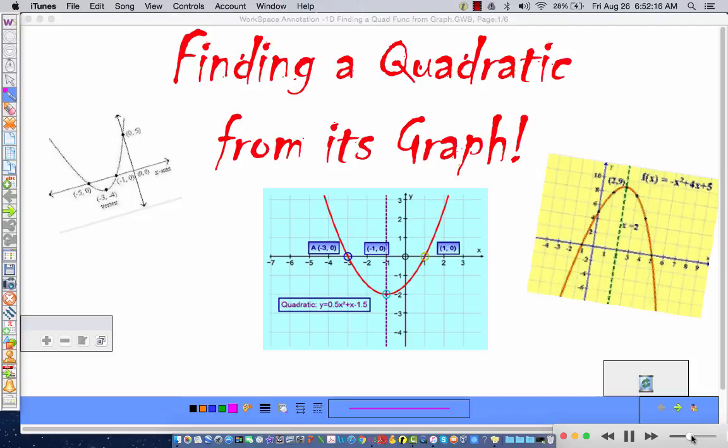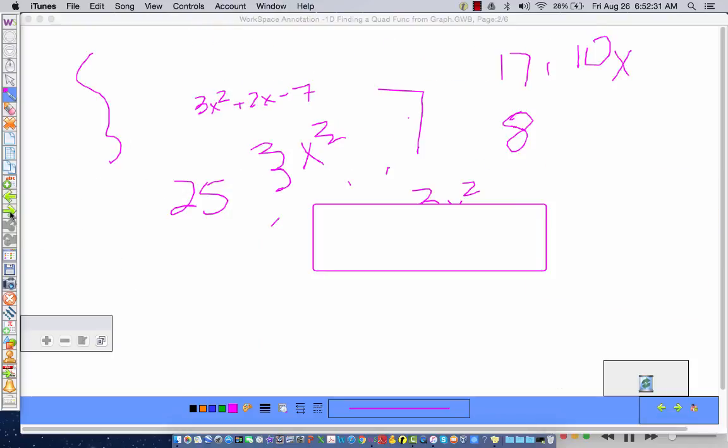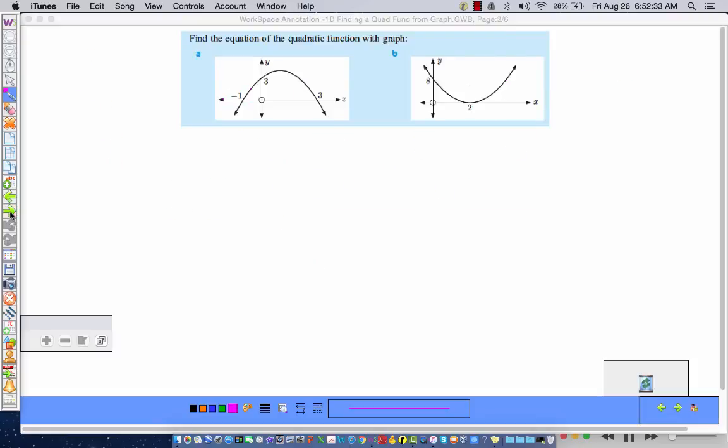Today we are going to be able to find a quadratic from its graph. That is, we will be able to look at one of these graphs and write the equation that goes with it. Let's get to it, shall we? Find the equation of the quadratic function with the graph.